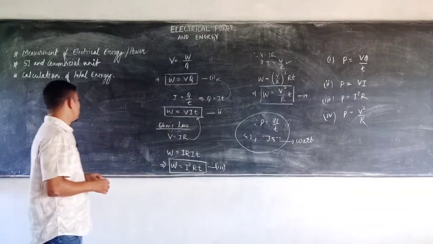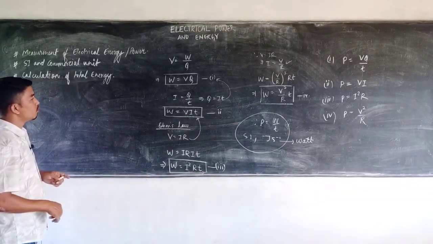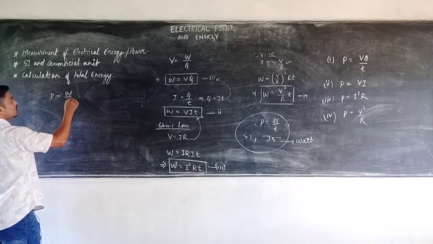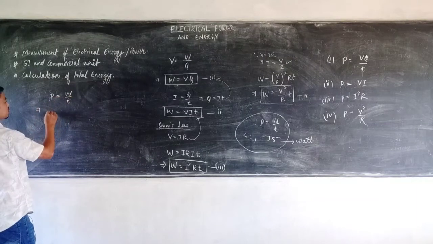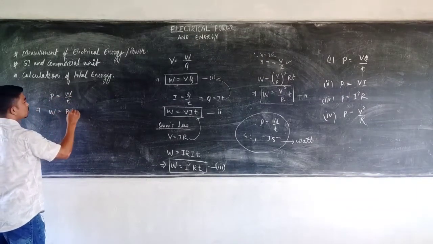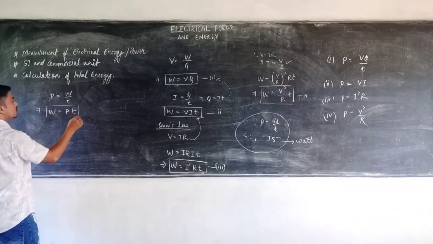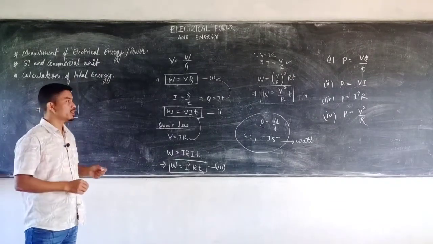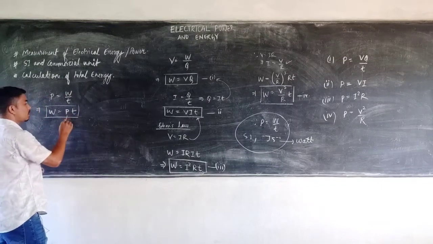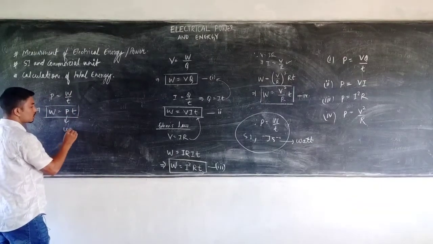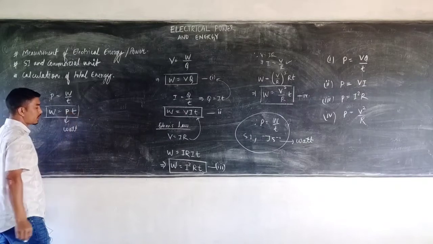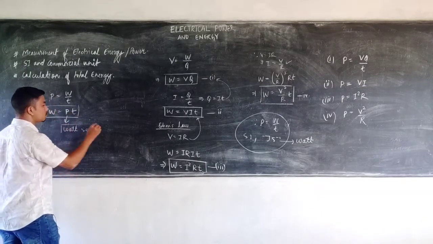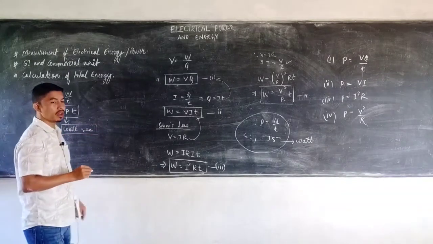So how do we obtain it? We obtain it by the expression. We know that power is the rate of doing work, W divided by T. If I cross multiply this expression, I will get W equals P into T. From this expression I will obtain the commercial unit to measure the electrical energy. Power is measured in watt, and time is measured in second. So watt second is the commercial unit of electrical energy.